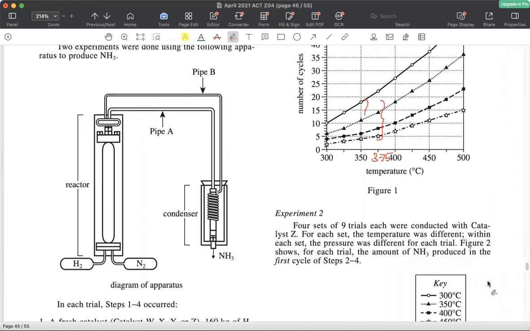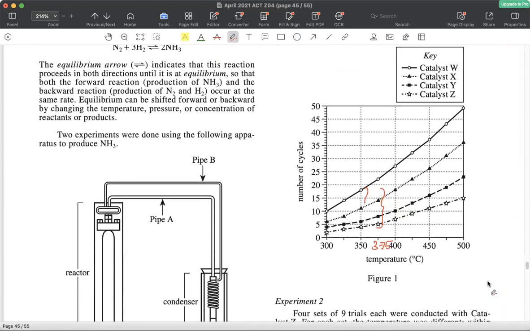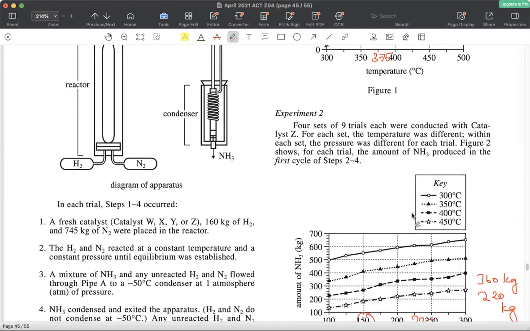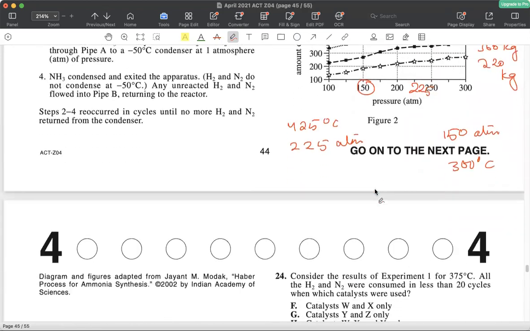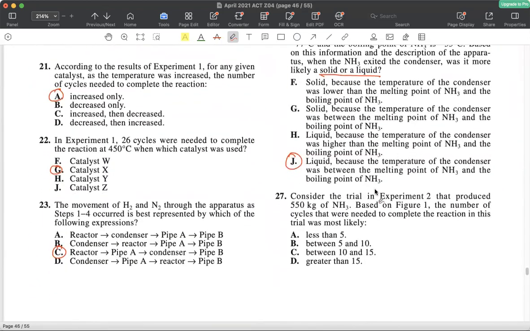This is catalyst Z. So catalyst Z was the star. Temperature is 300, right? 300, and we have the star. So how many cycles? It's about 2 cycles only, right? Less than 5 for sure. Yeah.